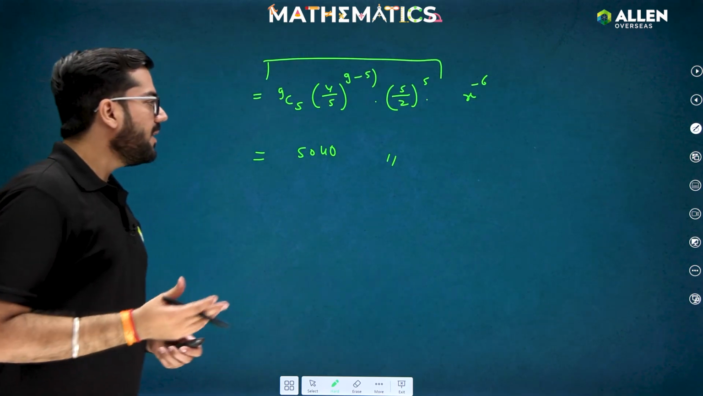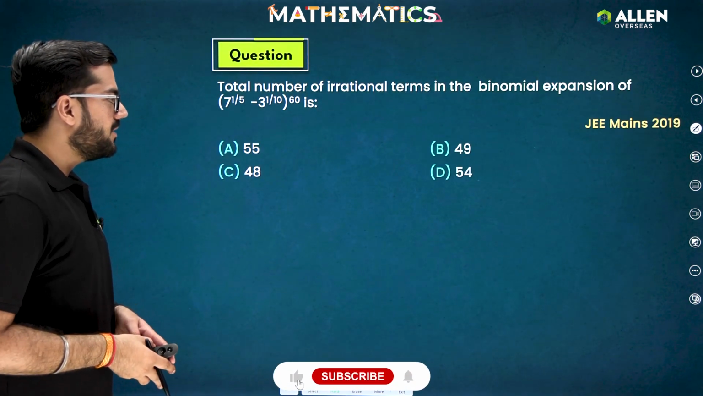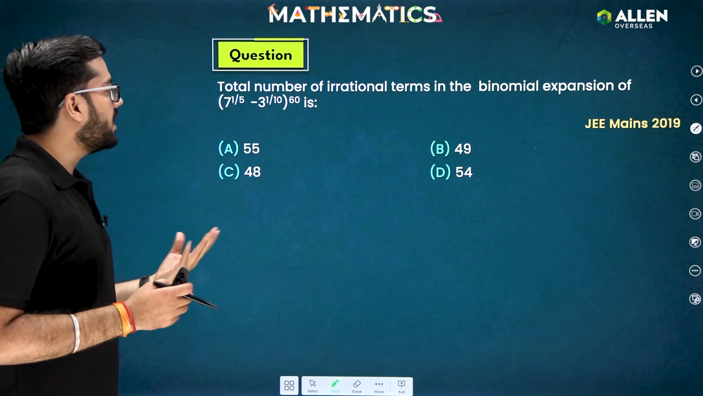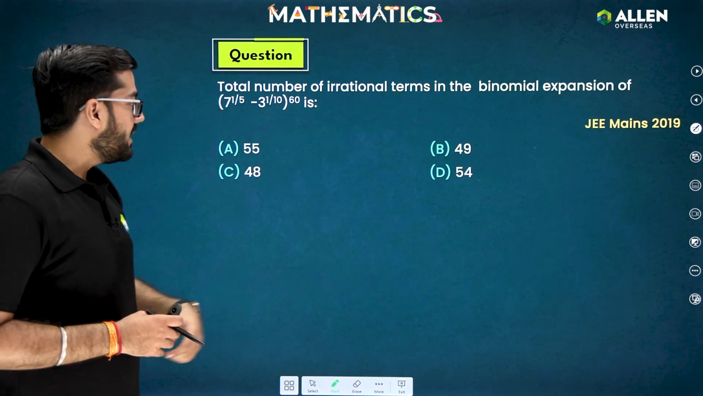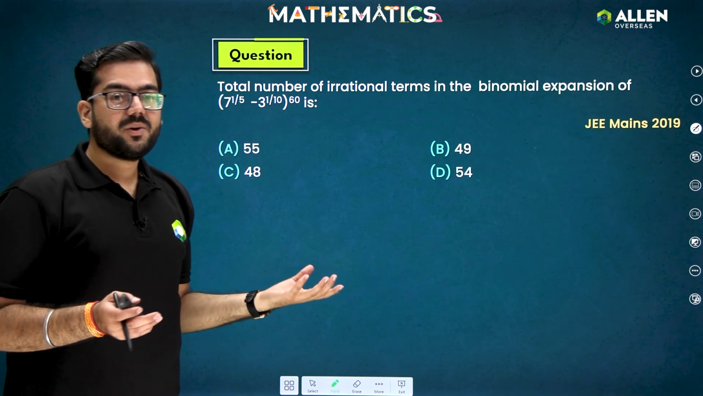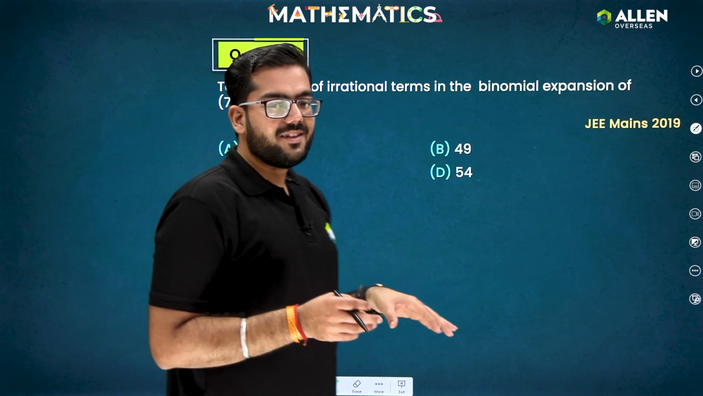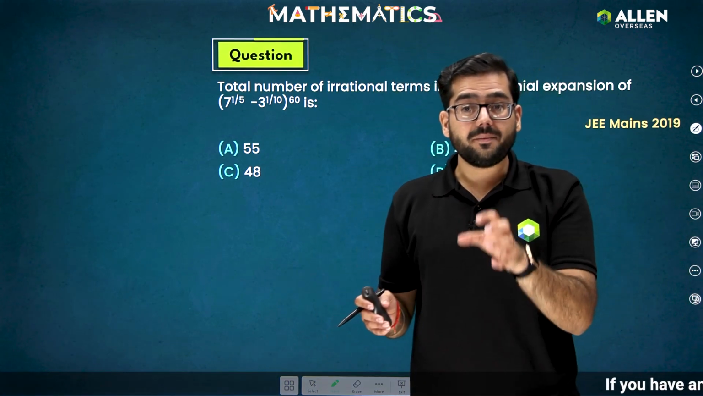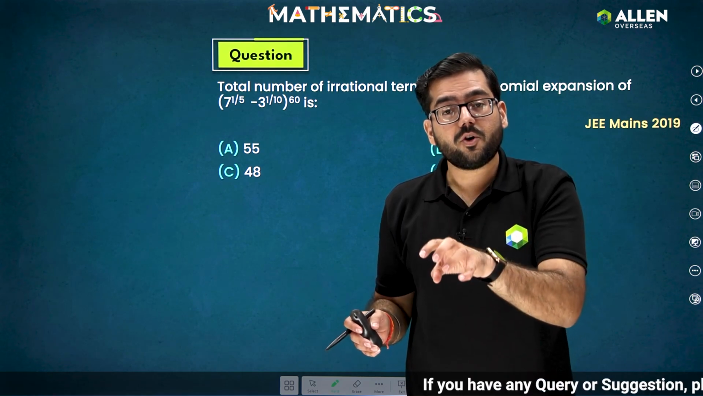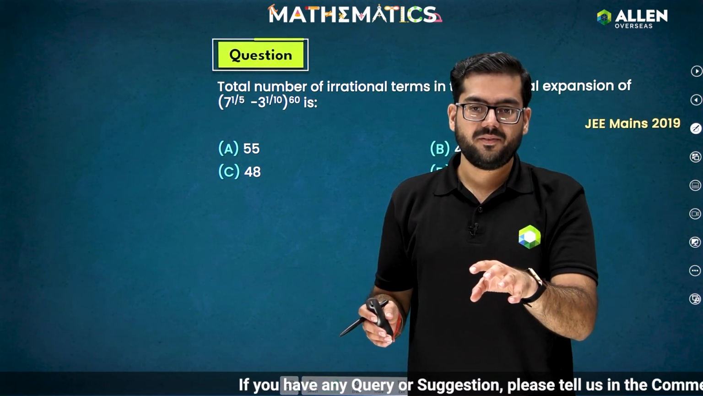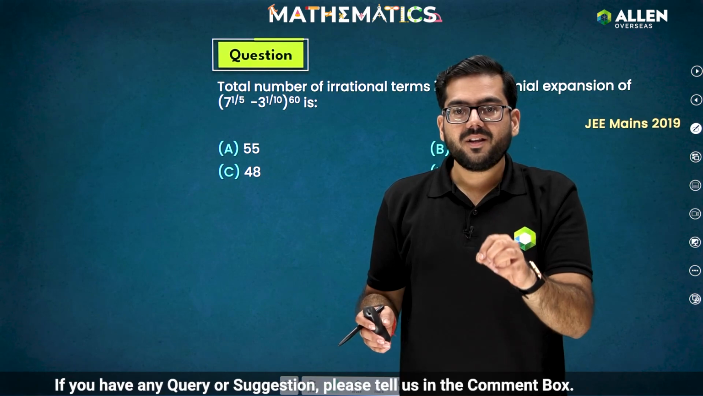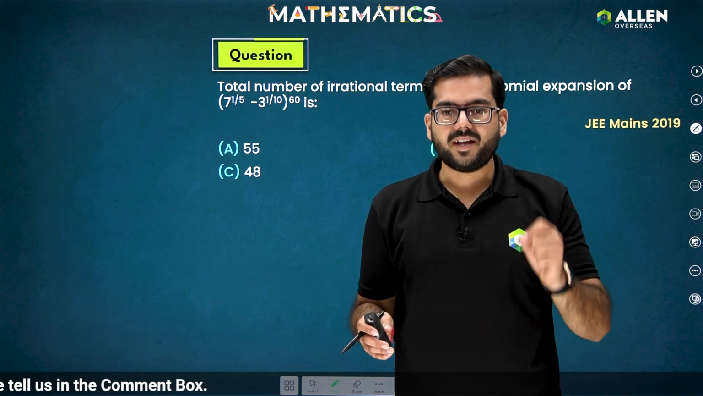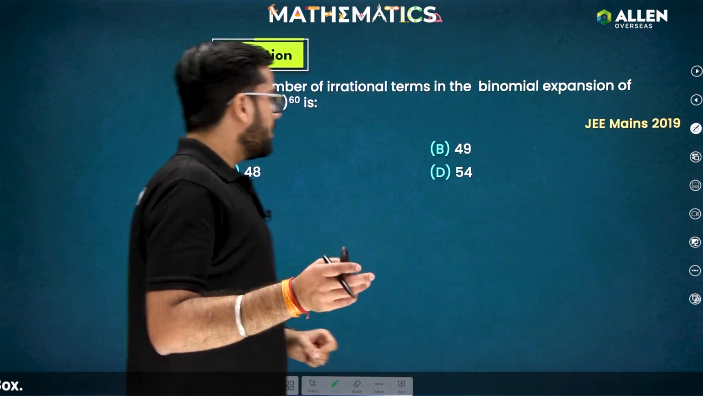Fine. Now I have one more question, which is from 2019. In this question we need to find the total number of irrational terms in this binomial expansion. Again, it is quite easy. You can analyze that we are able to do the questions from previous years on the basis of only the general term. We only learn the general term and we are able to do a lot of previous year questions. And yes, this is true. Fine, so now come to the point.